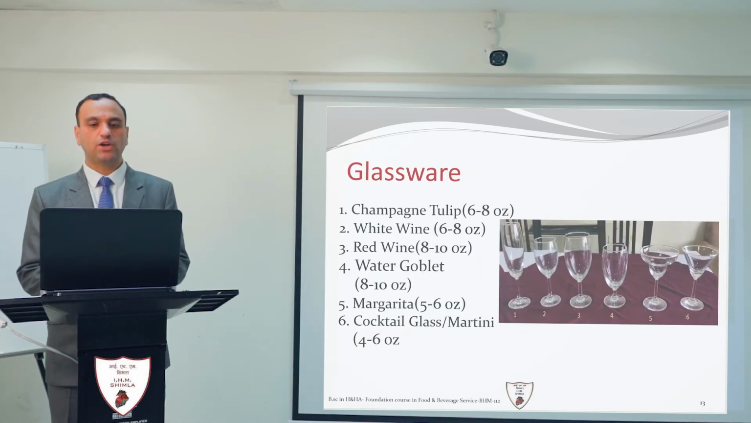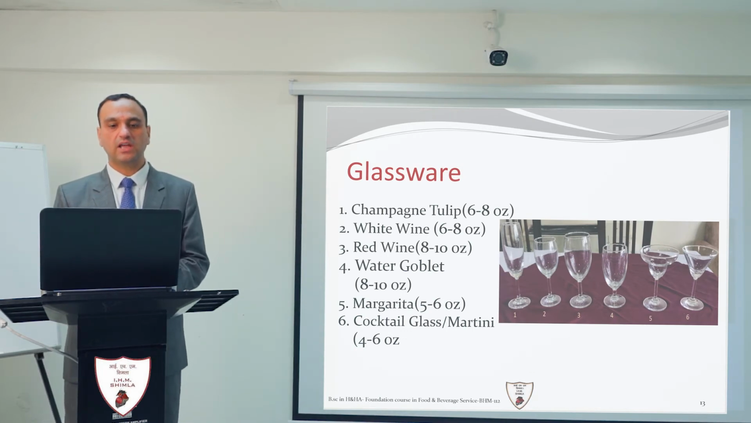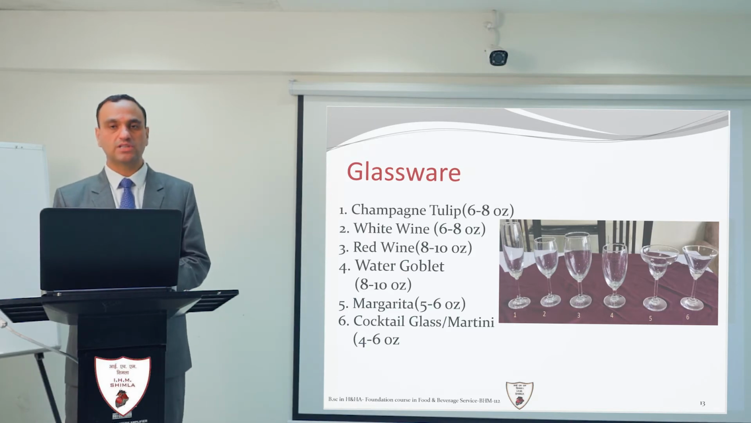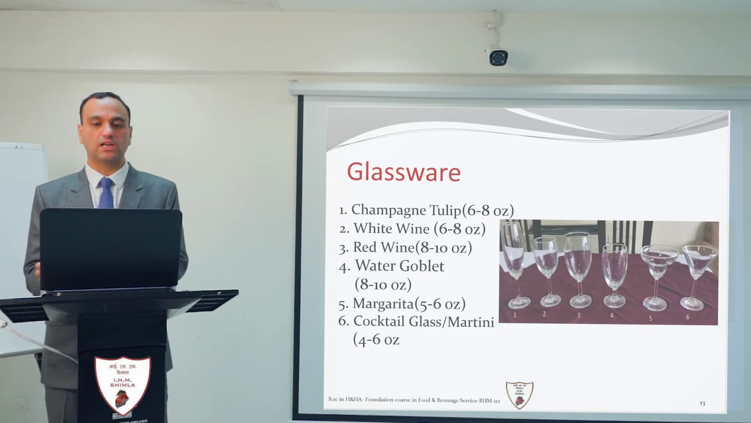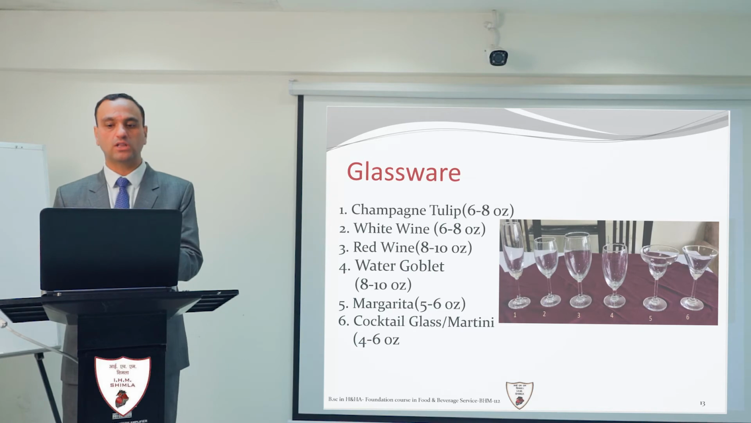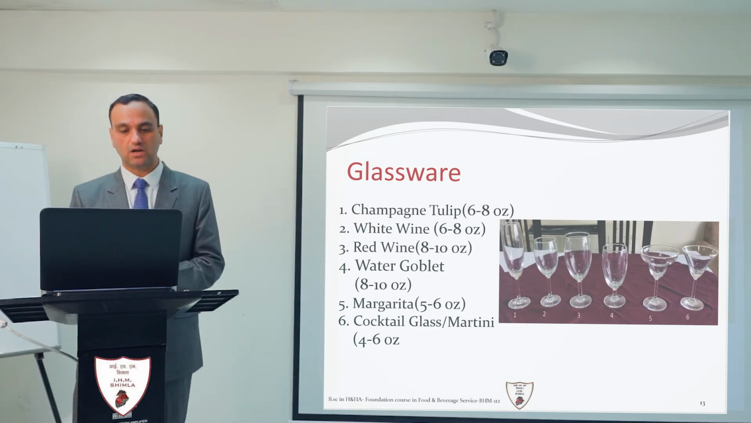In the next category of equipment, we'll start off with glasswares. In glasswares, the first one is the champagne tulip. The name itself shows that we use the champagne tulip for serving champagne and sparkling wine. As I told you, you must know the capacity for the glasses also. The capacity for the champagne tulip is 6 to 8 ounces.